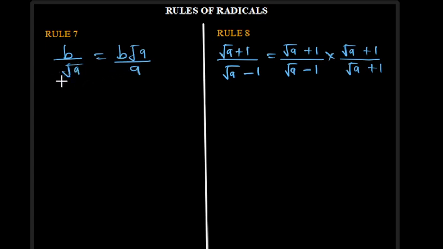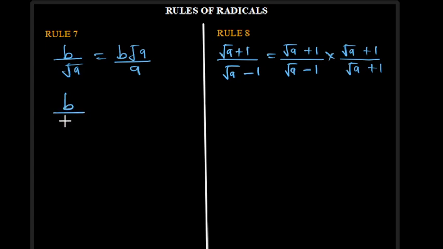Now it is not normal to write a square root sign as the denominator. So in order to simplify this root, a is always rationalized. That is to say, this fraction here is rationalized. And how can we rationalize this?